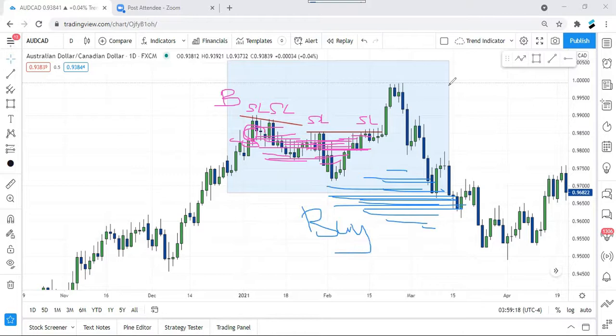Buy order. Now, the bank already sold a lot, right? And they want to move the price down. Okay.